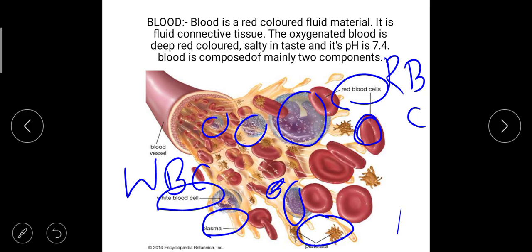Now next are the platelets. This is the platelets. These are extremely small cells and platelets participate in the blood clotting process. So RBCs, WBCs and platelets: RBCs carry oxygen due to the presence of hemoglobin. WBCs act as the immune system. They are also known as the soldiers of our body because they fight against foreign substances or particles which enter our body, and platelets are responsible for blood clotting.